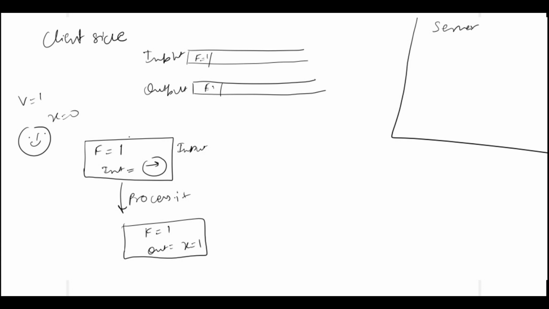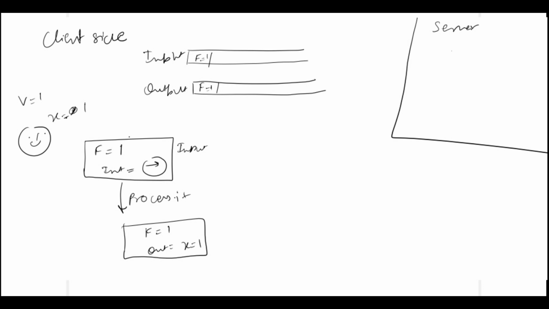Here it is, frame 1. Wait, let me write it more clearly. So the new position will be, after this output, x equal to 1, and you will be storing this frame here. Okay, so now you will also be sending this input to the server.